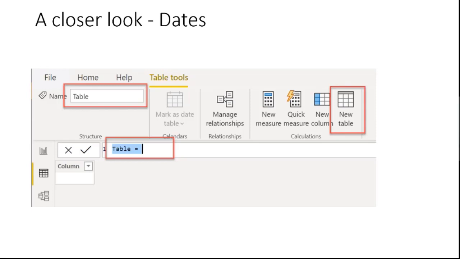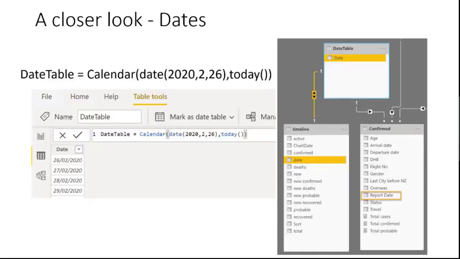And this is where you come in. What I did here, I wanted to call it date table, so I put that into the formula bar: date table equals, and then the calendar function. The calendar function takes two arguments. The first one is the start date and the last one is the end date. I decided to start with the 26th of February 2020, inside the date function, because that was the first case reported in New Zealand.